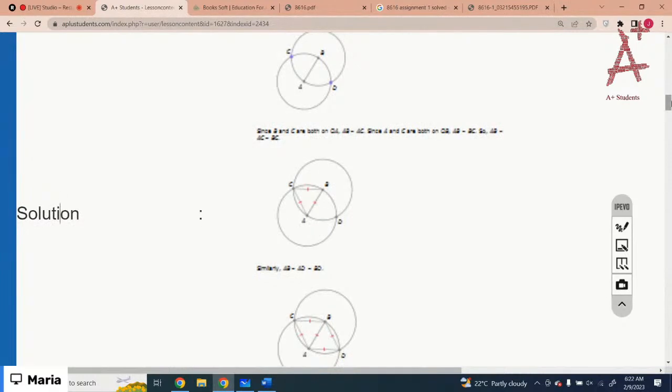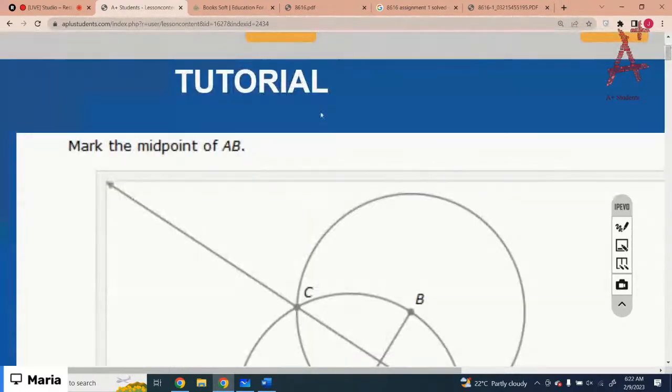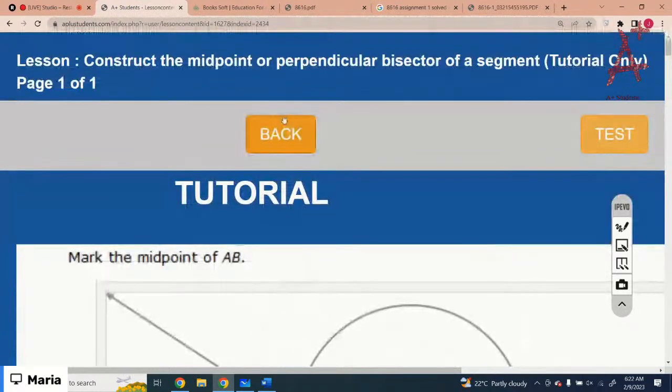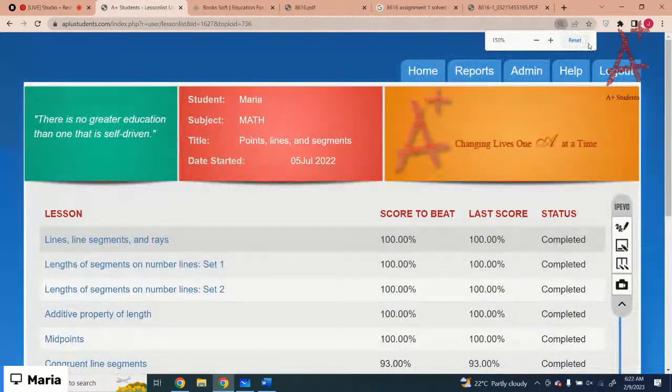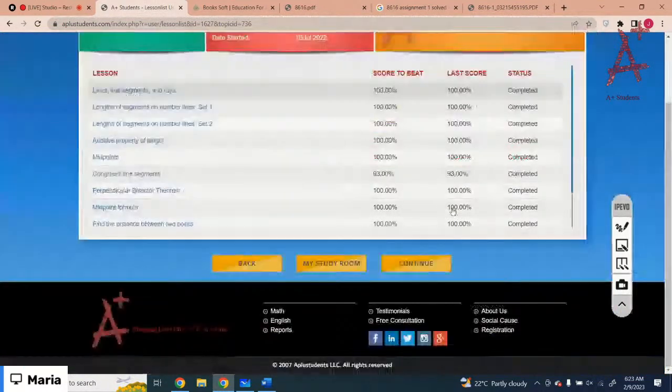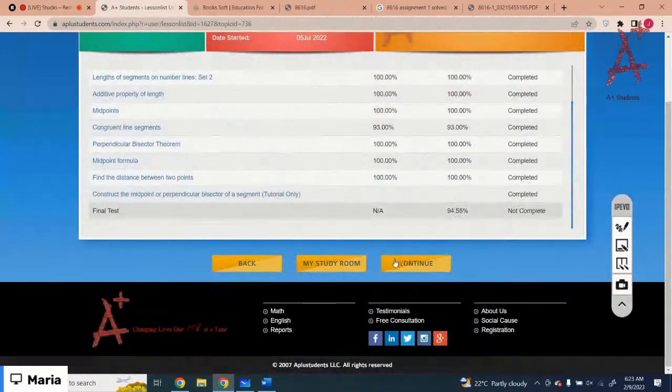Okay, let's just skip this lesson and move on to the next lesson. The next lesson is the final test of the chapter. So let's just start with the final test of the chapter.